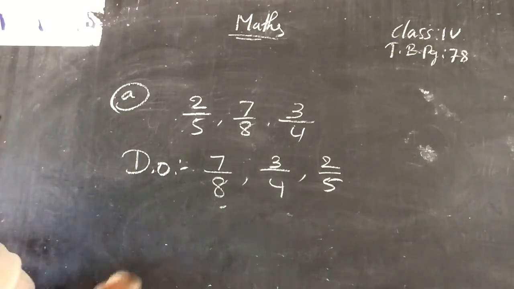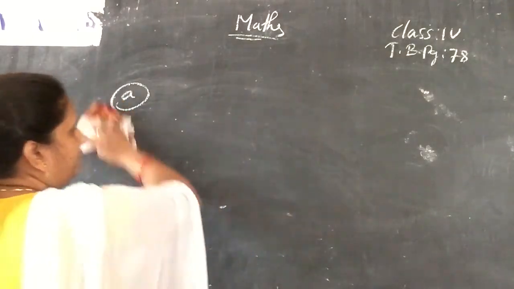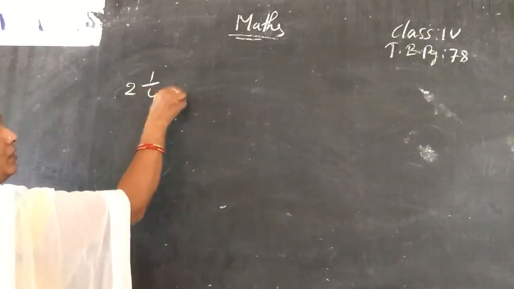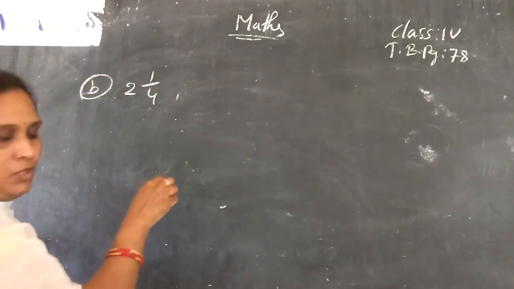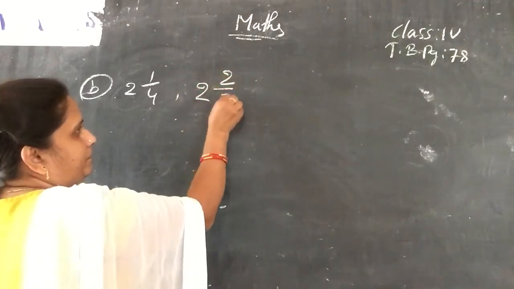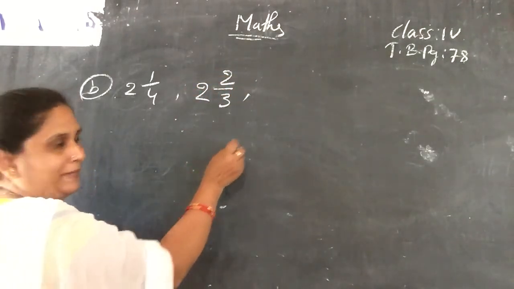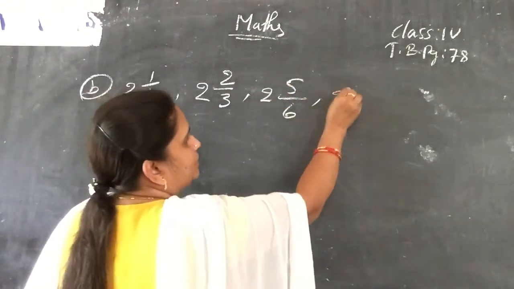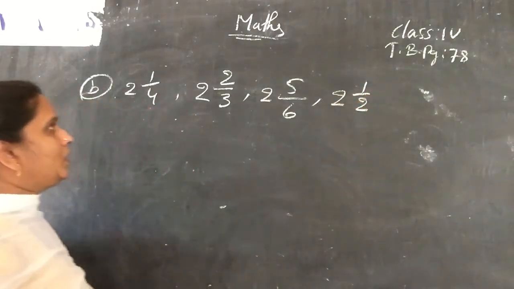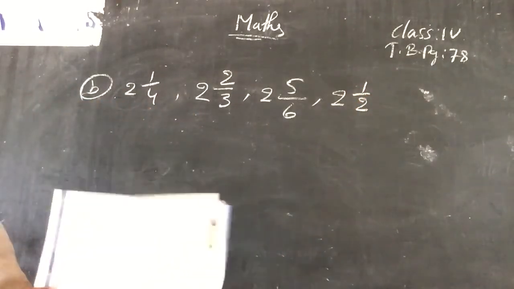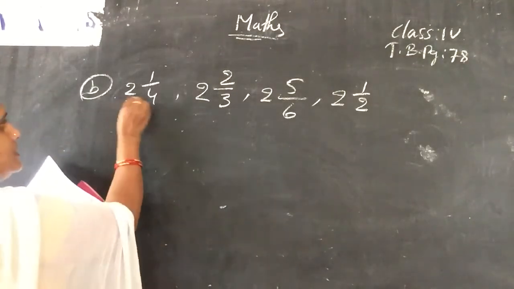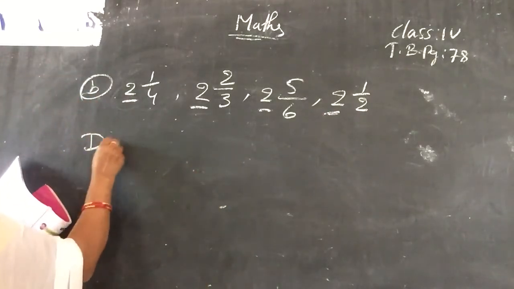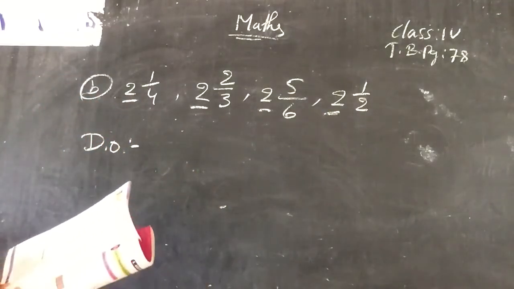Okay, next the second one, B. Mixed fractions are there, no? So 2, 1 by 4, comma 2, 2 by 3, comma 2, 5 by 6, comma 2, 1 by 2. Here all the whole numbers are same: 2, 2, 2, 2. So what do we have to compare here? The fraction part we have to compare.